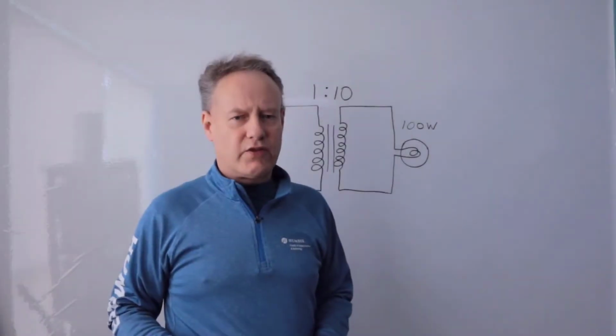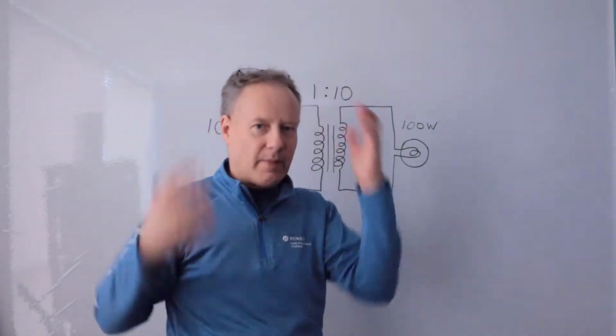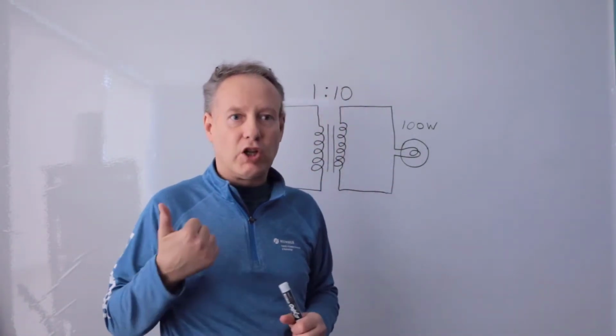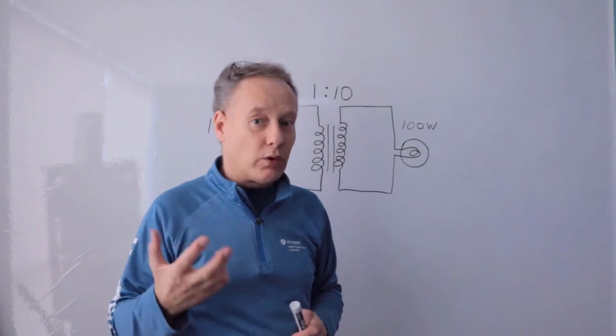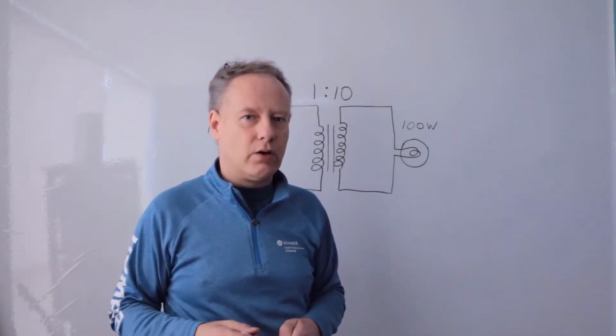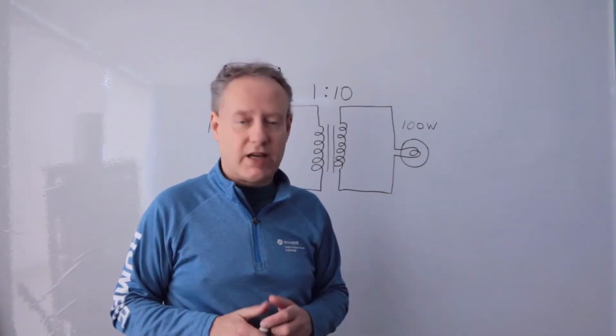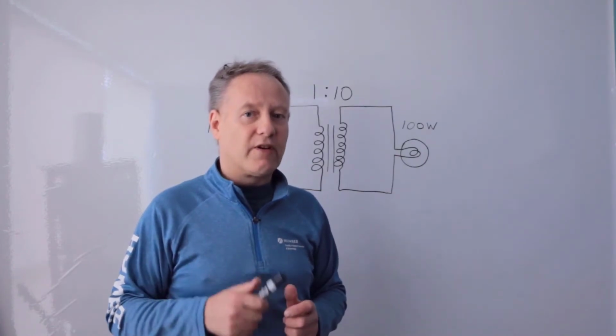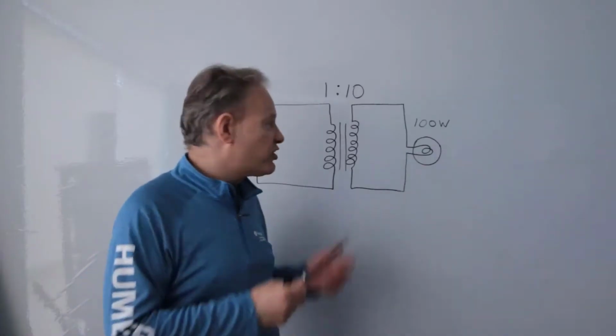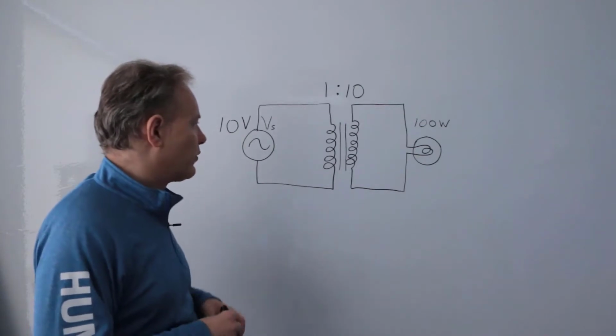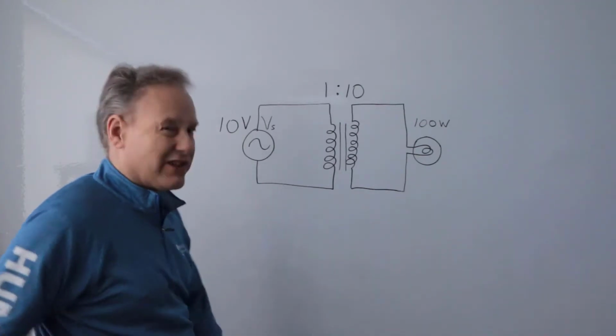So let's talk about transformer circuits. How we do the math on a transformer circuit: I'm going to look at current, I'm going to look at voltage, I'm going to look at turns ratio, and we're going to look at symbology as well, which is important, and I'm going to talk about reflected resistance. So this circuit shows us the symbols that we're going to see in transformer circuits.